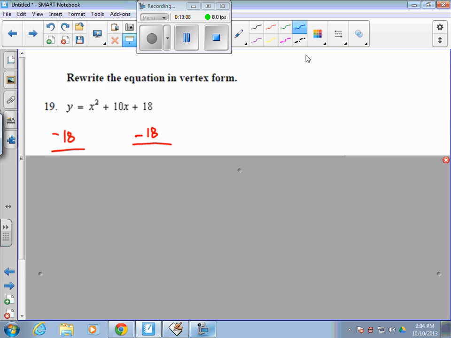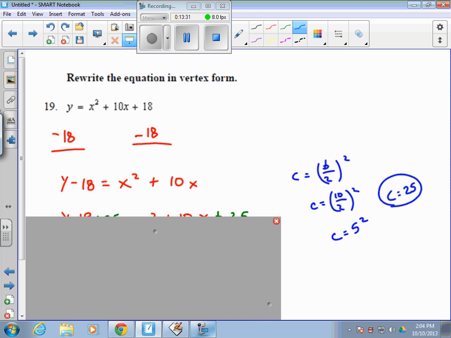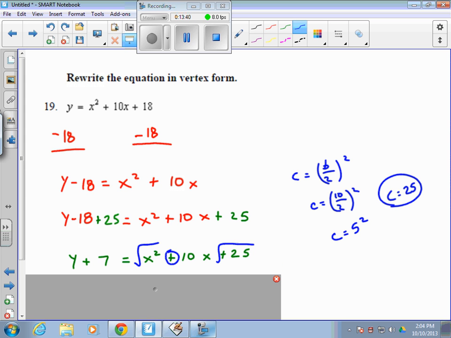Rewriting it in vertex form, 18 is not a perfect square to make it a perfect trinomial. So you have y equals x squared plus 10x, subtract 18 on both sides. That leaves you with y minus 18 equals x squared plus 10x. We have to have plus c. So in order to find c, you take b's value, which is 10, divided by 2 and square it. So c's value is going to be 25. But you have to add 25 to both sides. So now you have x squared plus 10x plus 25, which is a perfect trinomial. And you have plus 25 on the left side.